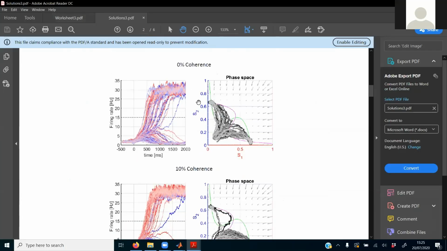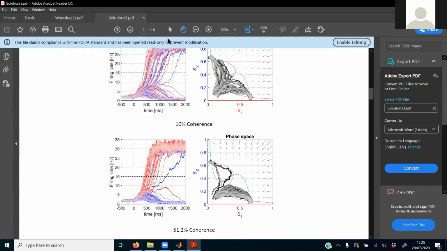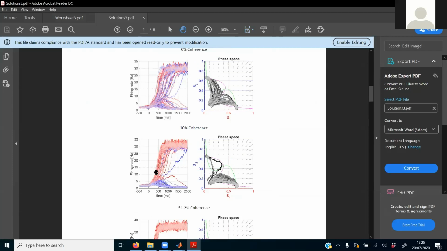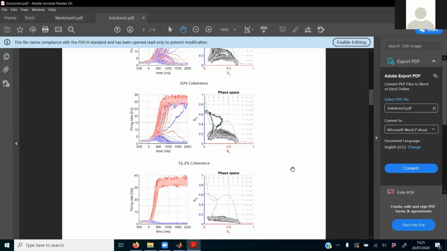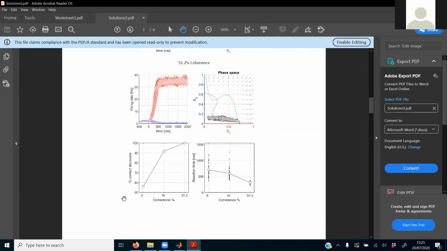So that shows this. This was the 0% coherence figure that I showed you before. 10% coherence here. You can see there's more red guesses in this one than in this one, and again, most of the guesses go off to the right. Most of them are guessing 10%. Then this is when we had 51.2%, and now all of our guesses have gone to the right here. So it's pretty much entirely correct guesses here. Red high firing rate, blue low firing rate.